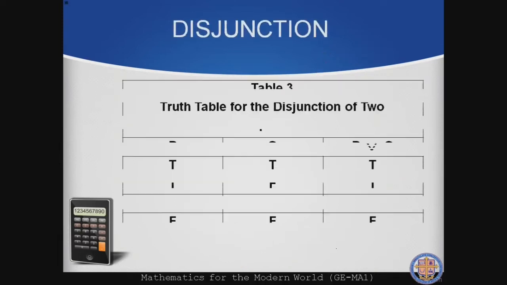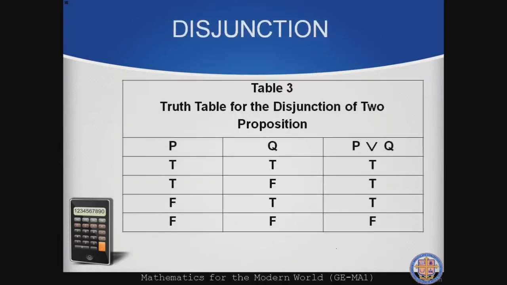And this disjunction has a truth table also, given by this 3-column table. First column P: true, true, false, false. Those are given. Then the second column Q, another sentence of yours: true, false, true, false, and the answer should be this, the last column, P or Q.